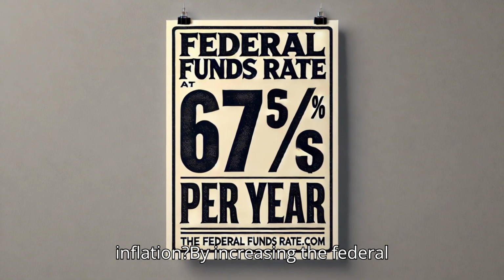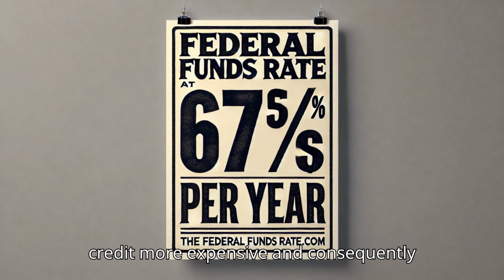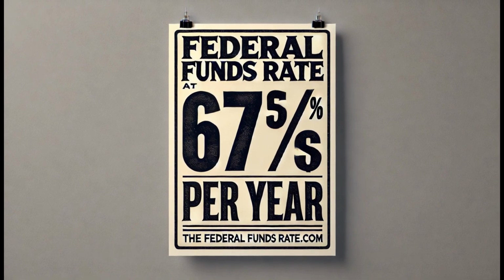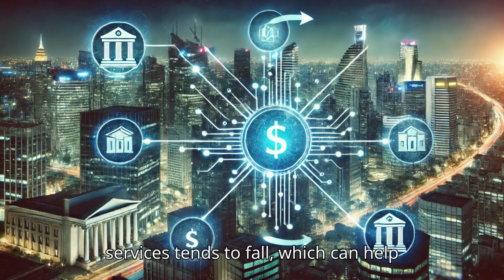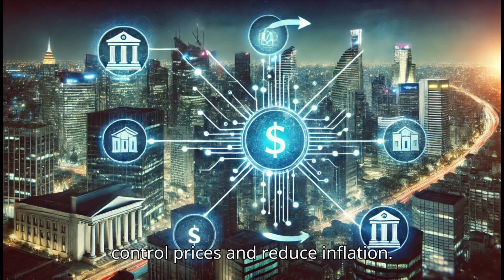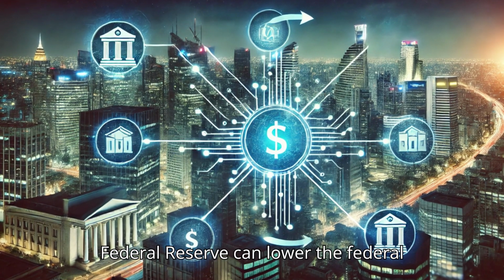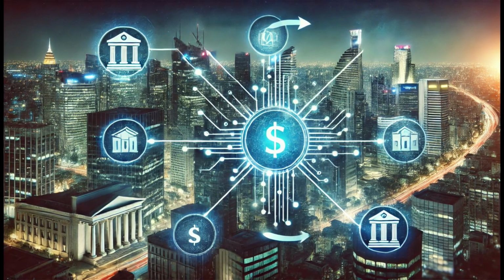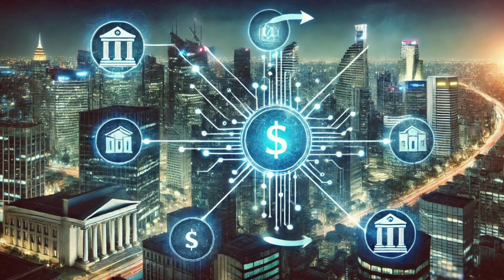By increasing the federal funds rate, the Federal Reserve makes credit more expensive and consequently discourages consumption and investments. With less money circulating in the economy, the demand for goods and services tends to fall, which can help control prices and reduce inflation. Conversely, when inflation is low, the Federal Reserve can lower the federal funds rate to stimulate the economy, making credit more accessible and encouraging consumption and investments.